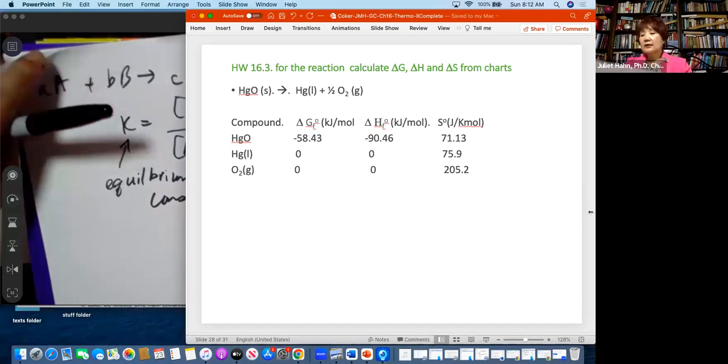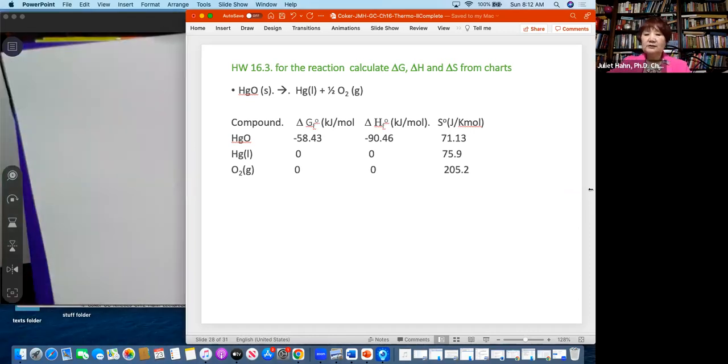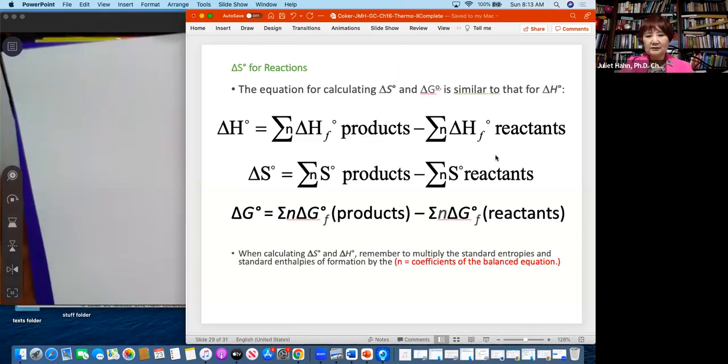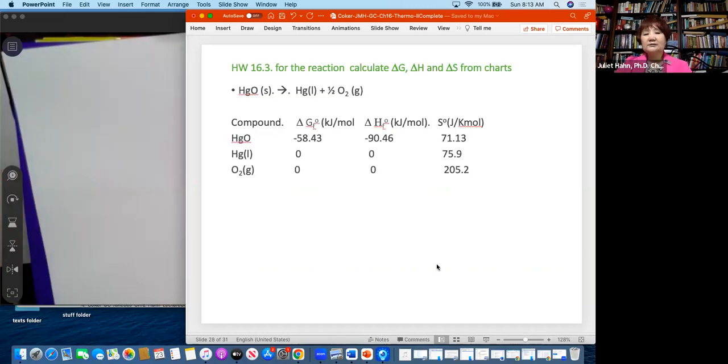But note that the entropy is not zero. Why not? Because entropy at standard conditions is at 25 degrees Celsius, which is not 0 degrees Kelvin. If it was 0 degrees Kelvin, the entropy would be zero, but this is not, so it's not equal to zero. So how do you calculate this? This is where you go to the following equation on the next slide. You're basically just using this equation on this set of data.